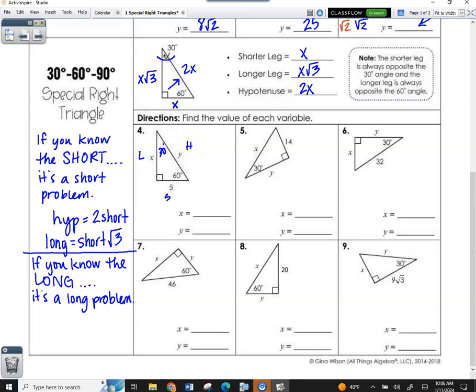So which one do I know? I know the short. So it's a short problem. I can do this in my head. I always go to the hypotenuse first because it's the 1 times 2. So 5 times 2 is 10. Long side is short side root 3. All right, you try number 5.